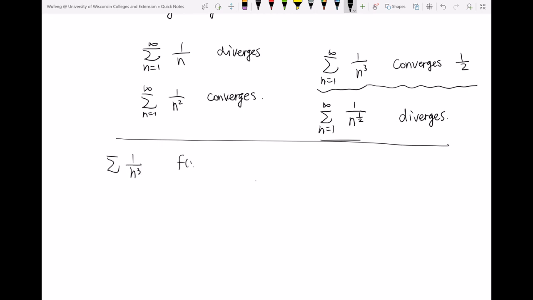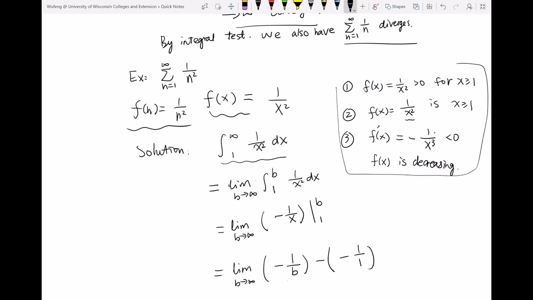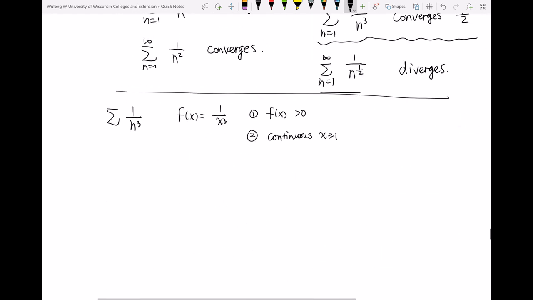We'll just check f(x) equals 1 over x cubed. First, it's positive. We'll do it real quick, okay? So first we check f(x) is positive. I think most of you should know this now. The second is continuous. That's not a problem for x bigger than or equal to 1. It's basically exactly the same thing as here. The only difference is the derivative is different.